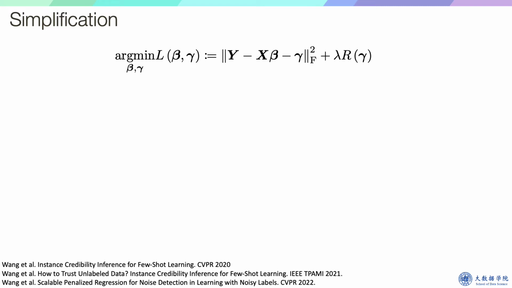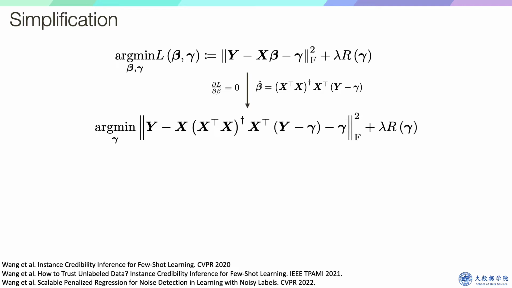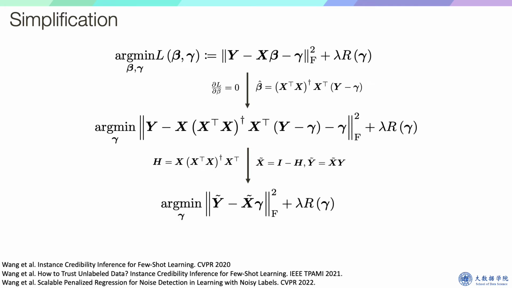Further, beta is known to be sensitive to outliers, so we first solve beta with gamma fixed. Then we can plug the estimate of beta into the objective, leading to this simplified objective. With further simplification, we give some notations and we can translate the objective into this one, a standard linear regression.